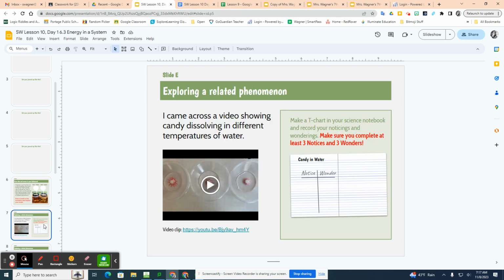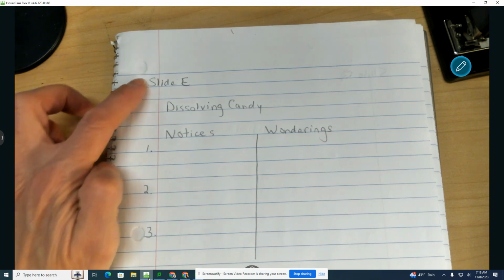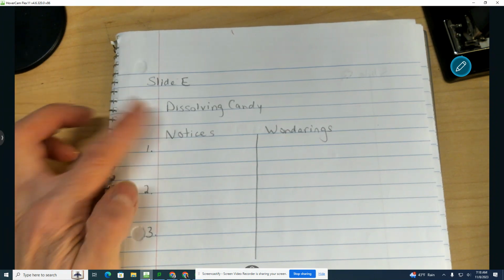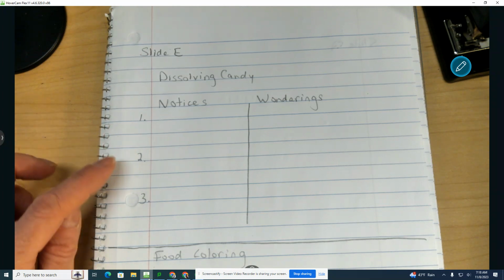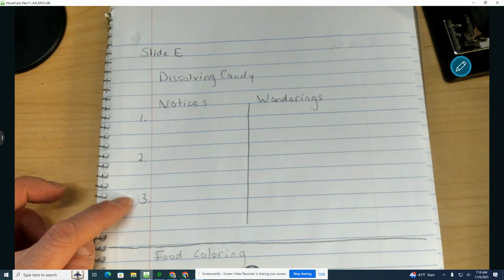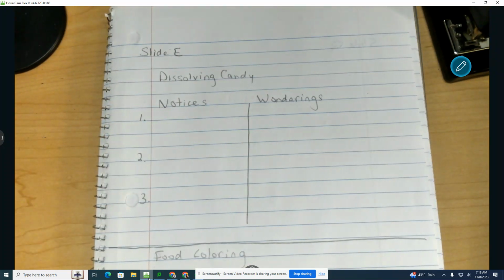Then on the next slide, we're going to call this slide E. And they don't really go in order. They're just labeled those slides, but they don't necessarily go in alphabetical order. It's fine. Here is what the notebook will look like. So we're going to label this slide E, dissolving candy. And you're going to write out, as you watch the video, 3 notices in the video. What do you notice? 3 of them. And what do you wonder? 3 of those as well.